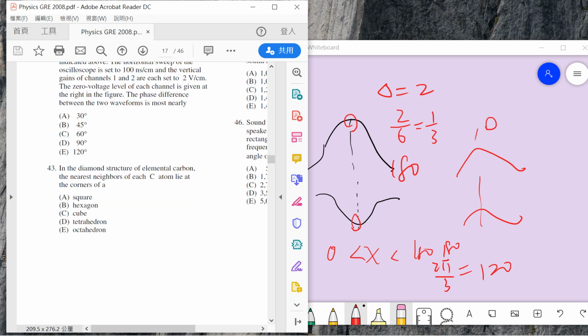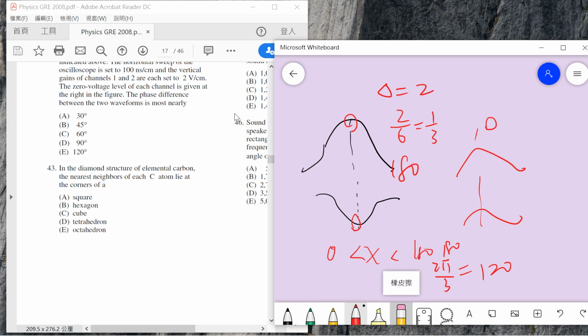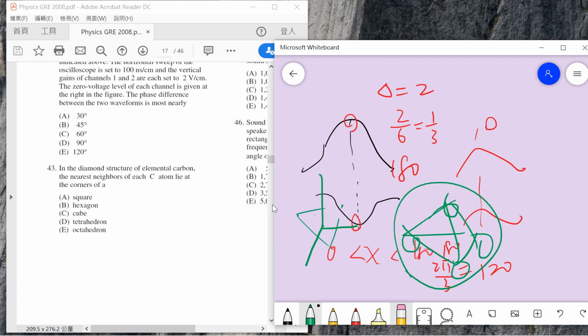43, diamond structure. You need to remember the answer, and if you forget, we can plot the diamond structure here. Basically, you don't have to plot it, because you know that it's basically the tetrahedron. So the answer is D.